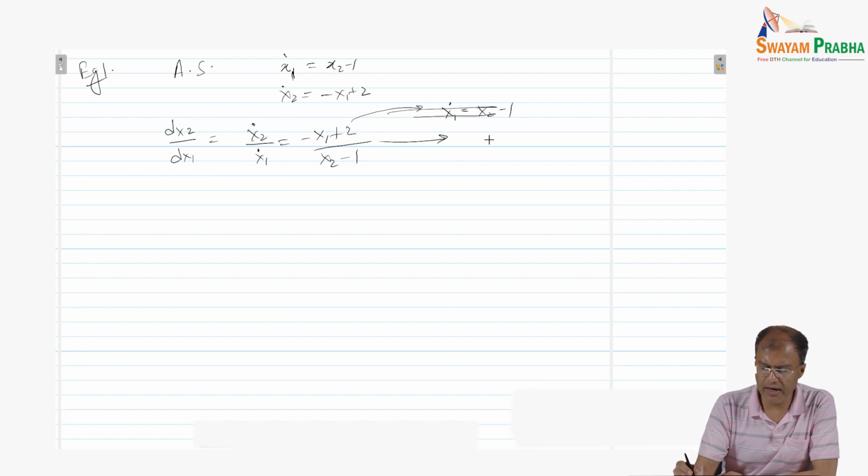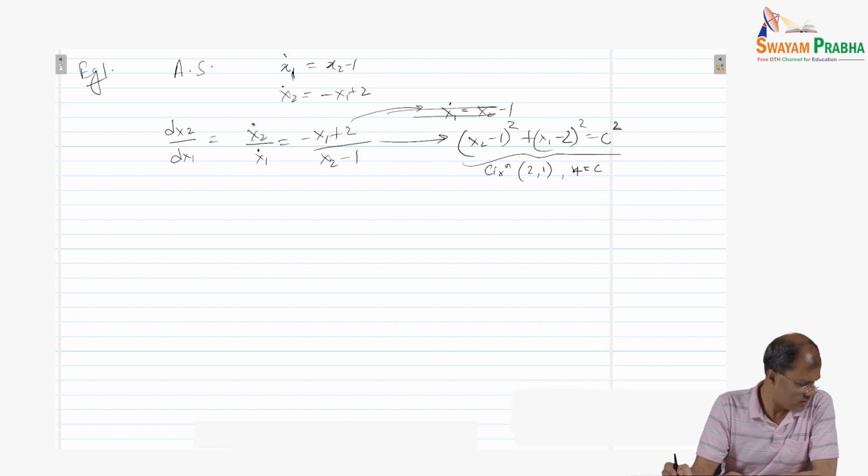We can integrate this equation right away, and we are going to get the following equation: (x2 minus 1) squared plus (x1 minus 2) squared is equal to c. Right, we can write the constant as c squared. Now, of course, we all know that this is an equation of a circle with center at (2, 1) and radius given by the constant c. The center being the equilibrium point, the nature of the equilibrium point is that it's neutrally stable, it's a center, right?